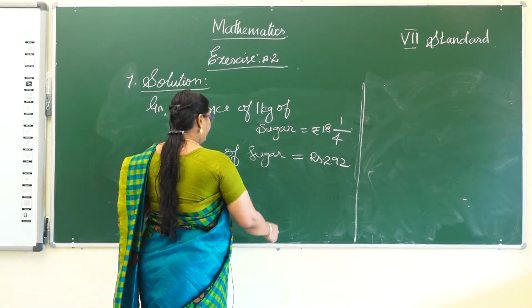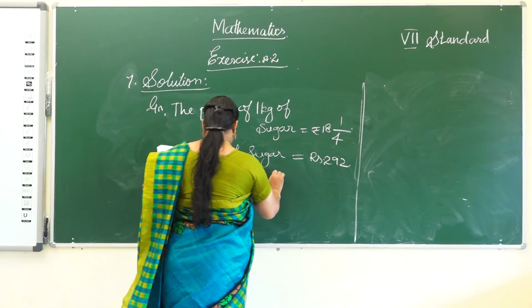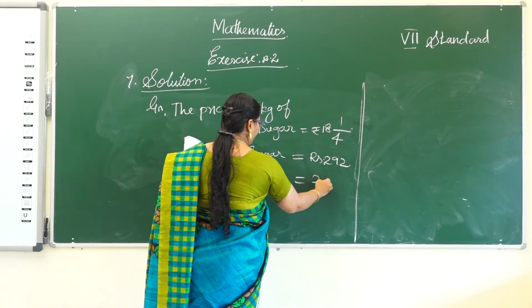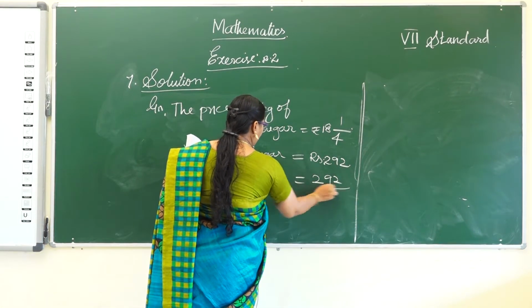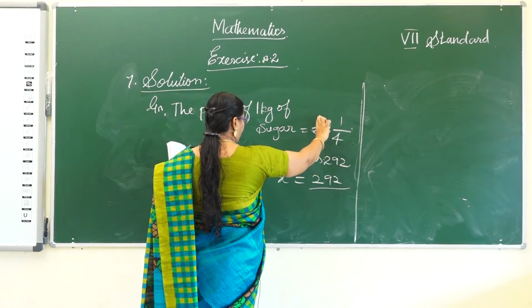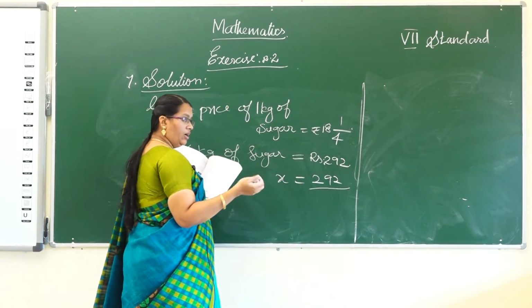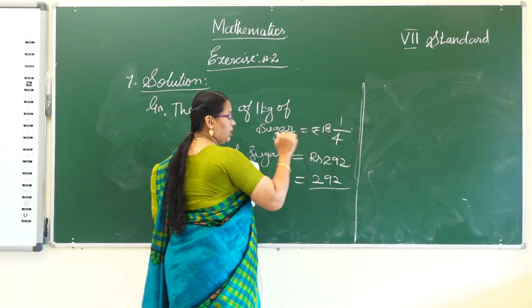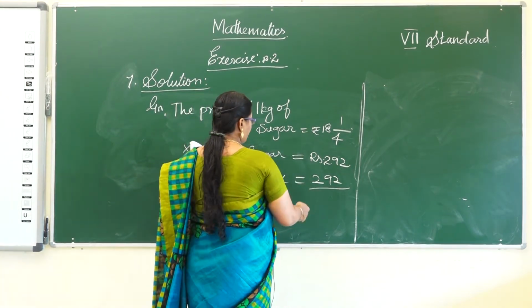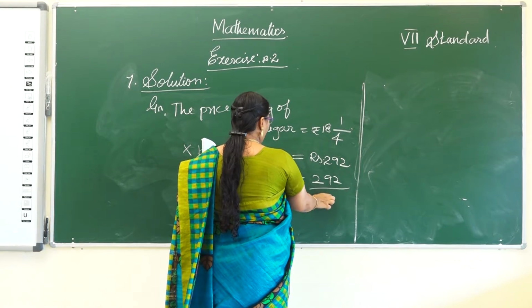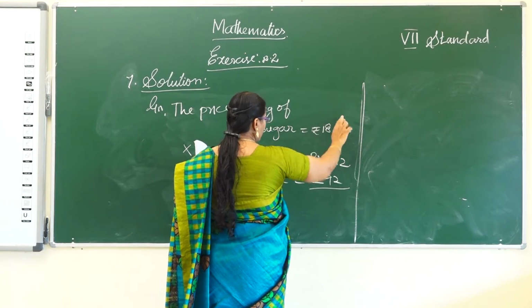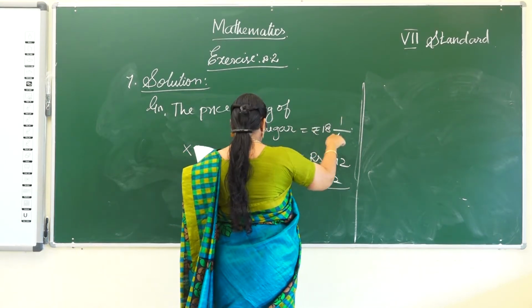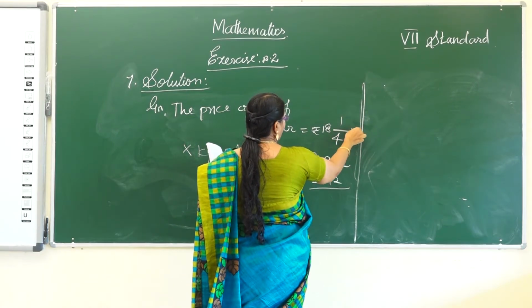Now x equals 292 divided by the amount for 1 kg. What do we get when we divide? We get the total number of kg that can be bought for those rupees. So the amount divided by 1 kg of sugar. Here a mixed fraction is given, so you will change it to an improper fraction.